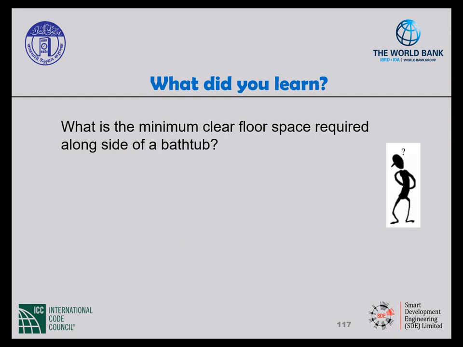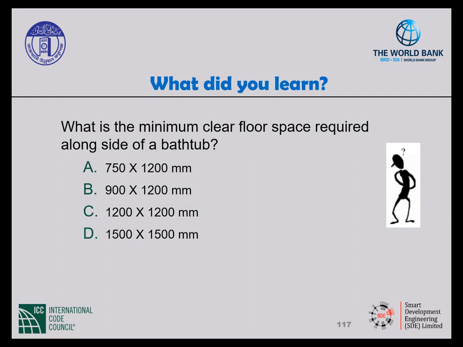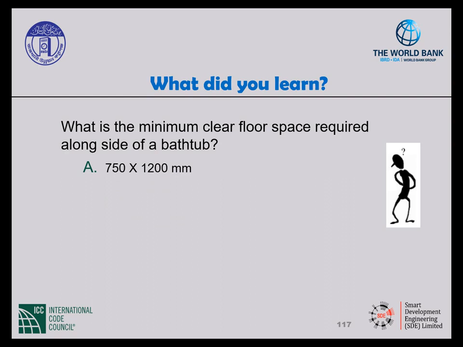What is the minimum clear floor space required alongside of a bathtub? 750 by 1200 millimeters, 900 by 1200 millimeters, 1200 by 1200 millimeters, 1500 by 1500 millimeters. And the answer is 750 by 1200 millimeters.